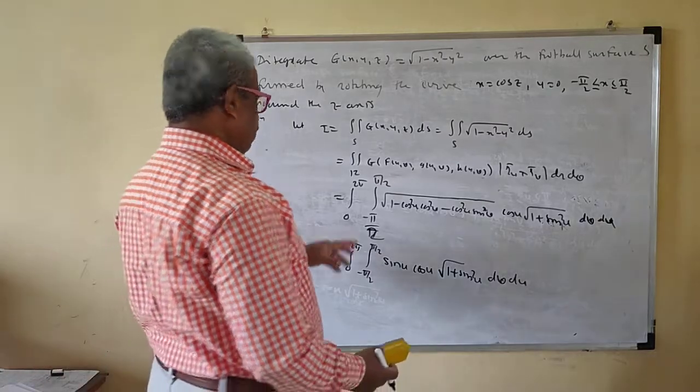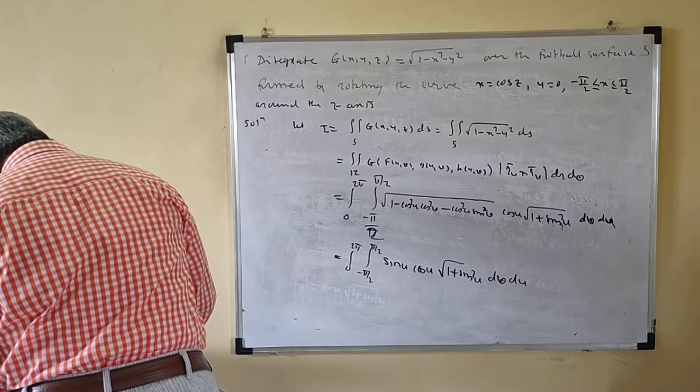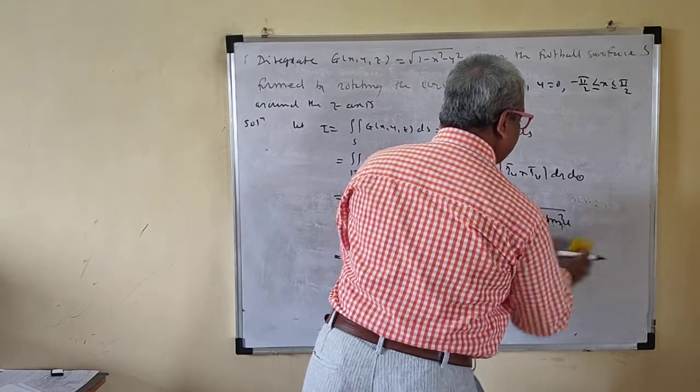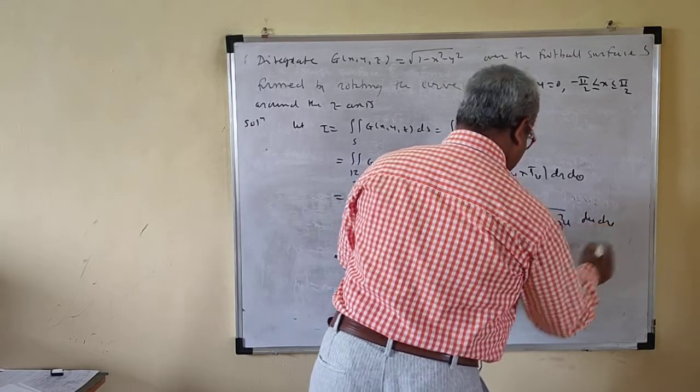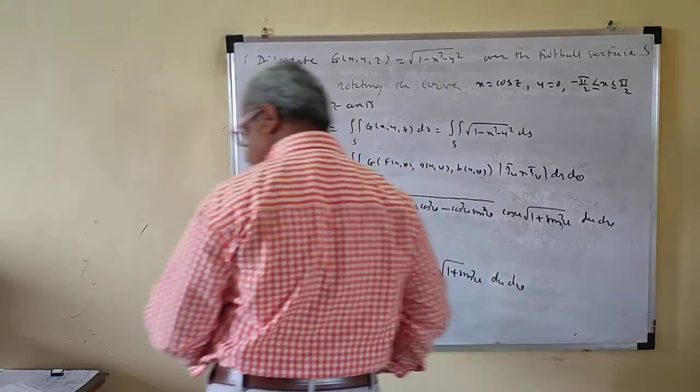No, these are the limits of... Okay, so what are the limits of u? The limits of u are minus pi by 2 to pi by 2. Okay, so this is correct. du dv, and this is also du dv. Okay.